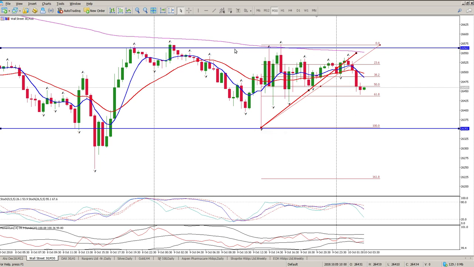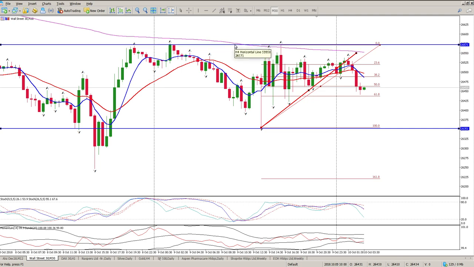Or alternatively, you want to play it safe. We're looking for a breakout. I'm just going to tidy that up. So we need a breakout above yesterday's high, which is 26,575. A break above that is going to start giving you some confidence that we have moved to the upside. Or alternatively, you're willing to take the risk somewhere in this area where we are now.